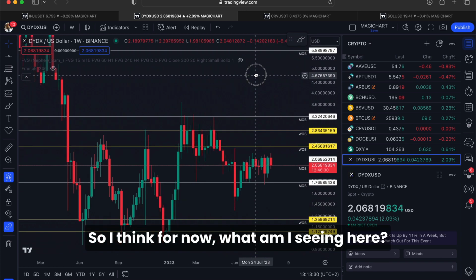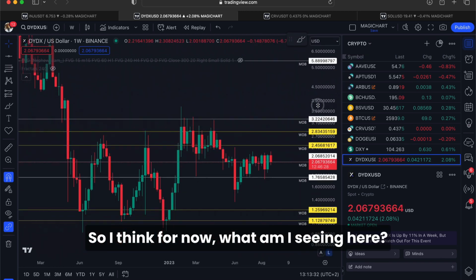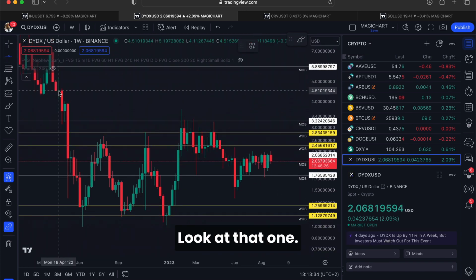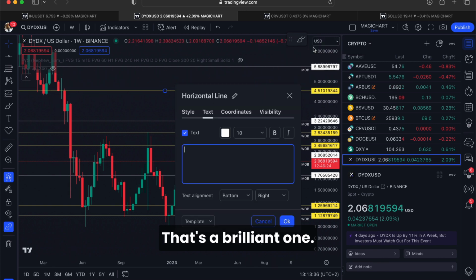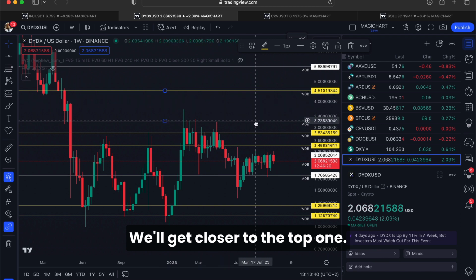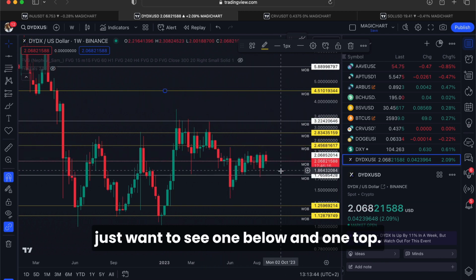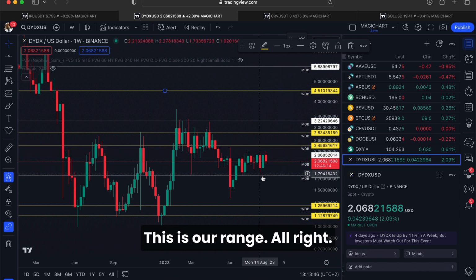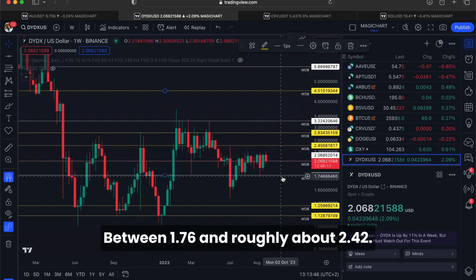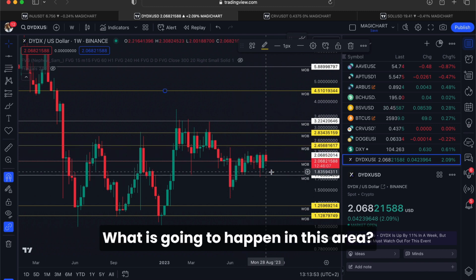Okay, so I think for now, what am I seeing here? Look at that one. That's a brilliant one. We'll get closer to the top one. So for now, what we want to do is we just want to see one below and one top. This is our range, between 1.76 and roughly about 242. What is going to happen in this area?